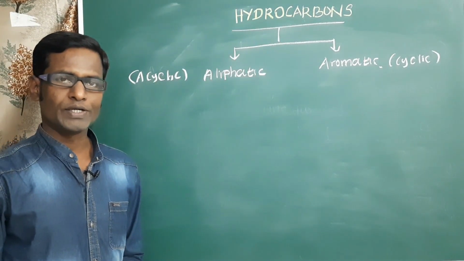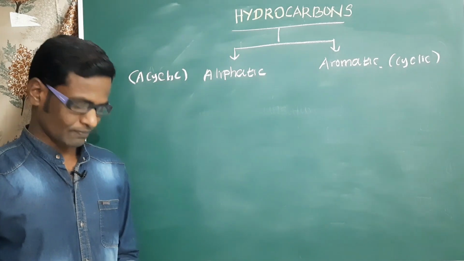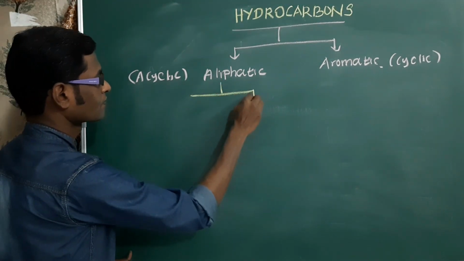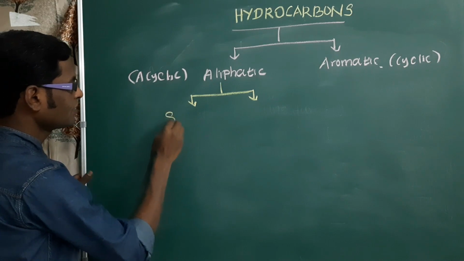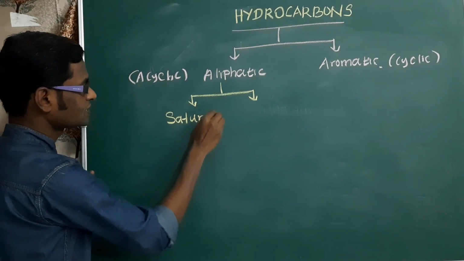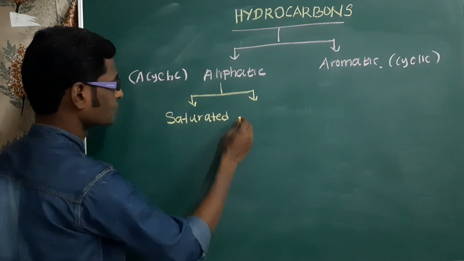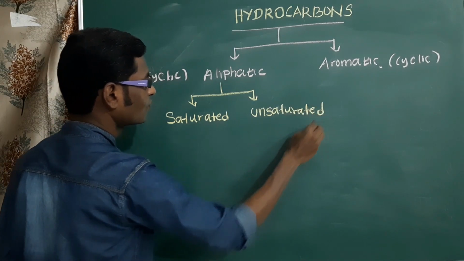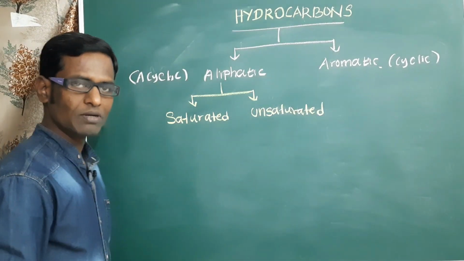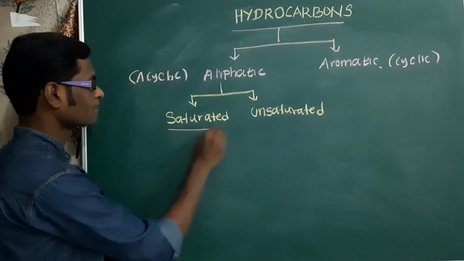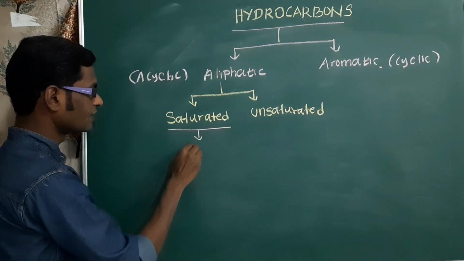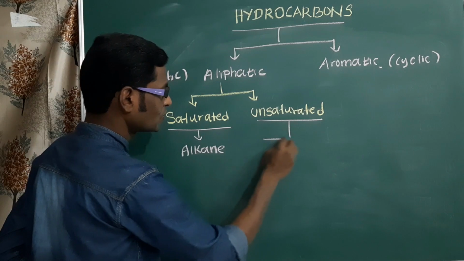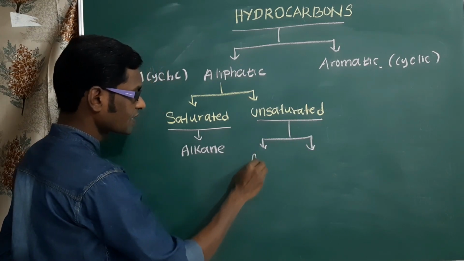Aliphatic hydrocarbons can be classified into two types: saturated and unsaturated. Saturated means completely satisfied the 4 valency of carbon atoms. Unsaturated means does not satisfy 4 valency, so they can have multiple bonds, whether double bond or triple bond. Saturated are called alkanes. Unsaturated can be classified into two types: alkenes and alkynes.